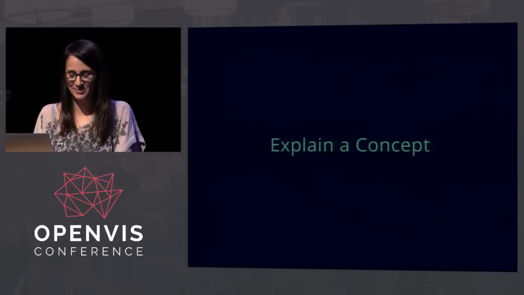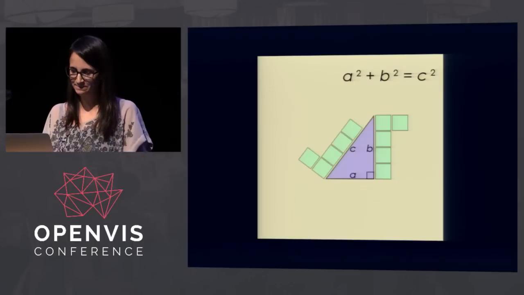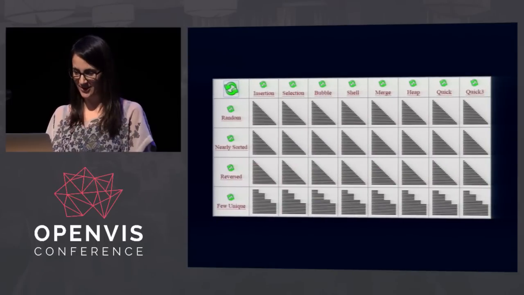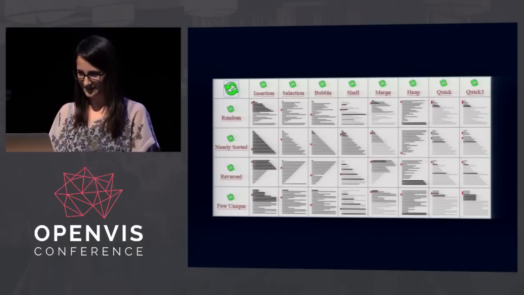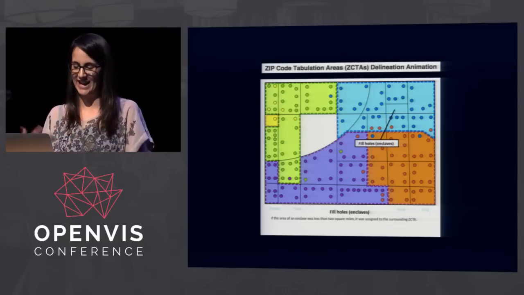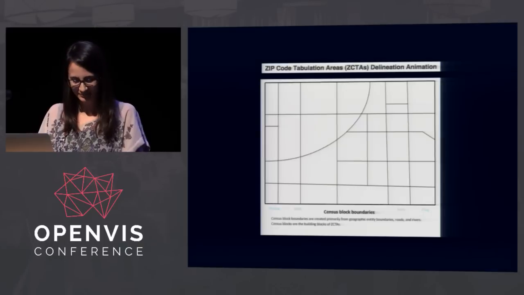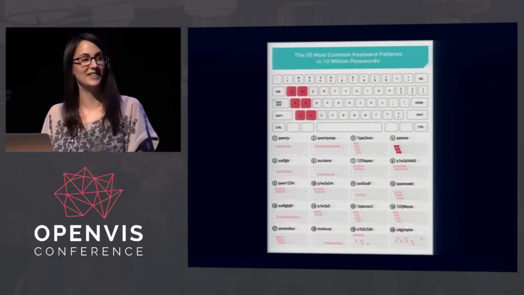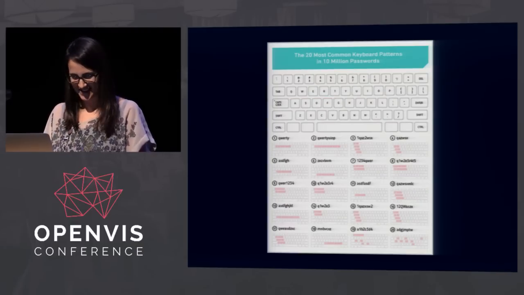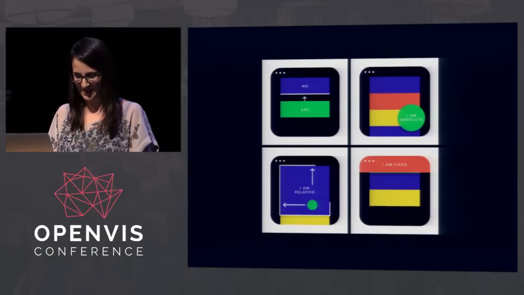And GIFs can also help us explain more abstract things, like concepts or theorems. So here's the Pythagorean theorem. Or different sorting algorithms. Or how they turn zip codes, which are basically just a collection of points, into areas known as zip code tabulation areas. Or common passwords. This one is actually quite depressing for any computer security person out there. Or how positioning in CSS works. This would have come in handy years ago.